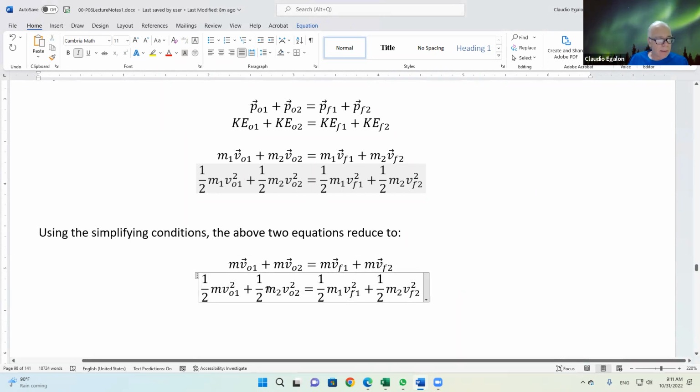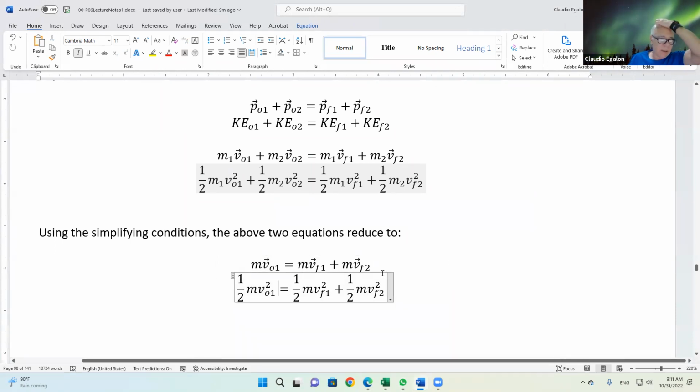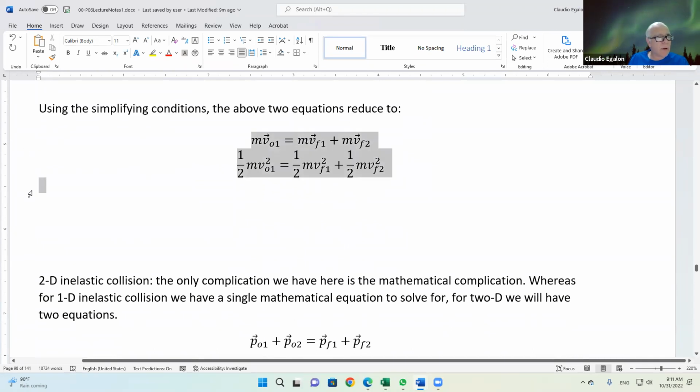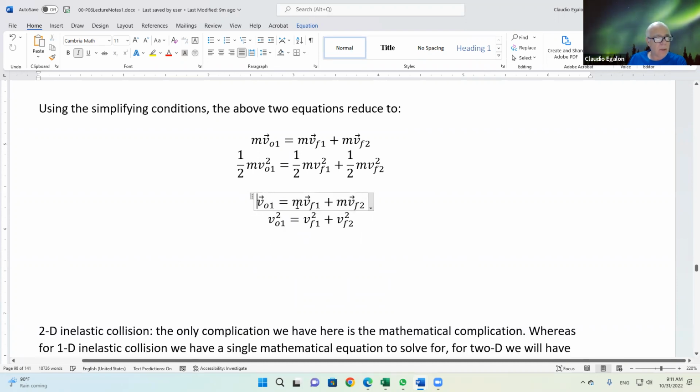I can substitute everything here as the same symbol. V naught 2 is equal to zero. Consequently, this term disappears. And we go to the next step, which is gonna cancel the common terms. You got the common terms right in here. This, and this. Okay, and now we have this vectorial equation and we have this scalar equation.